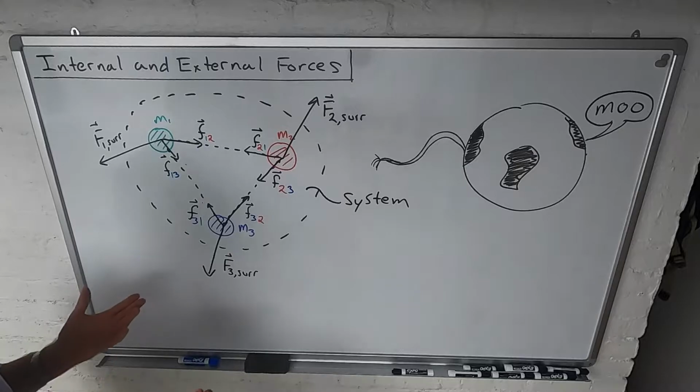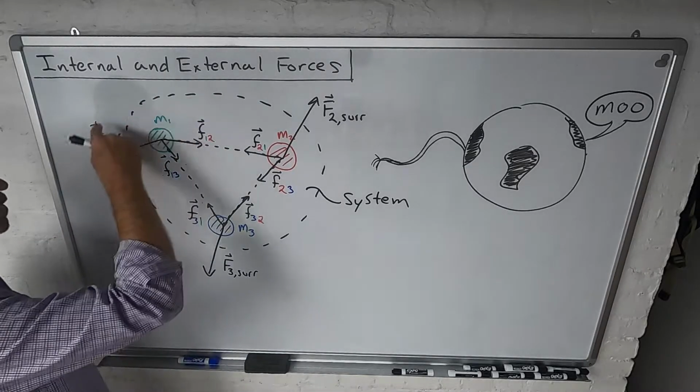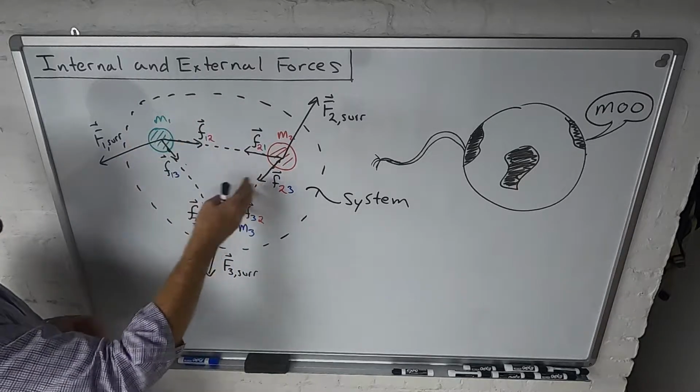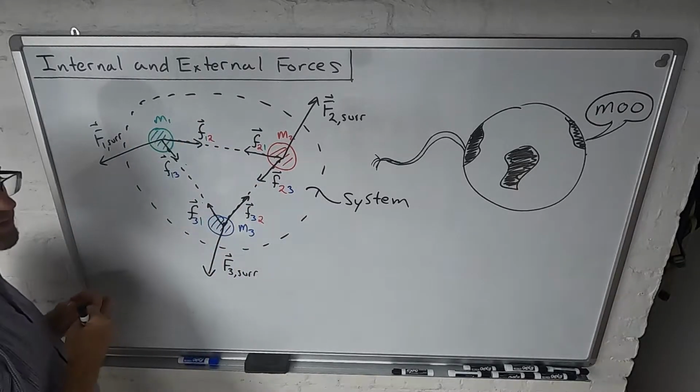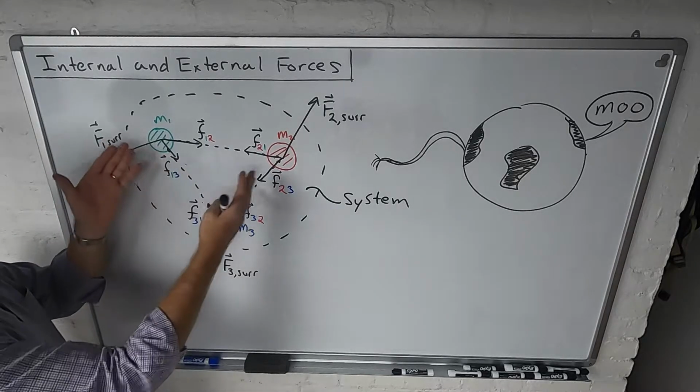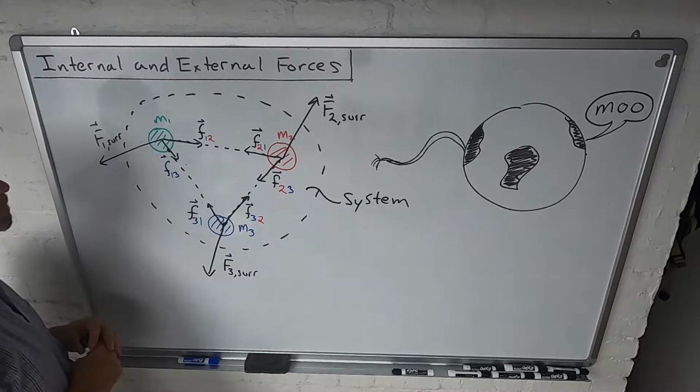Okay. Now, in addition to that, I have drawn this dotted line, and I call this my system. Internal forces, these lowercase forces, are my internal system forces, and they all add together to give me my system.